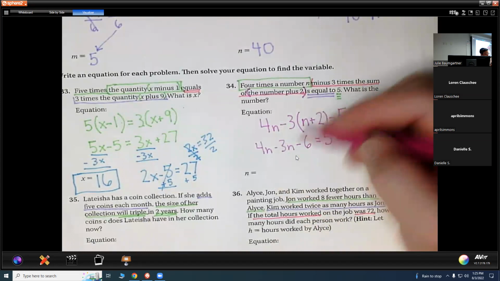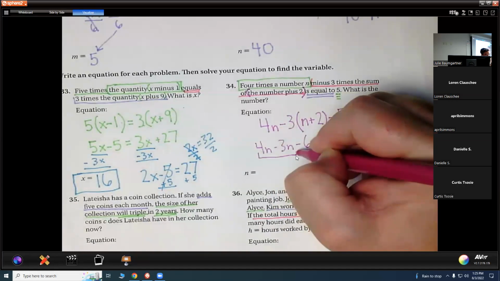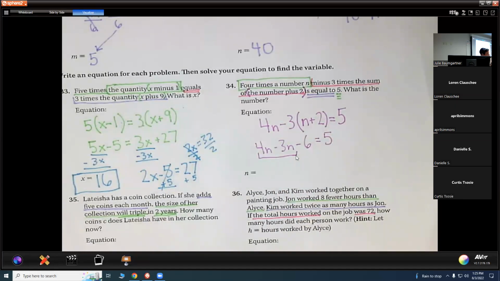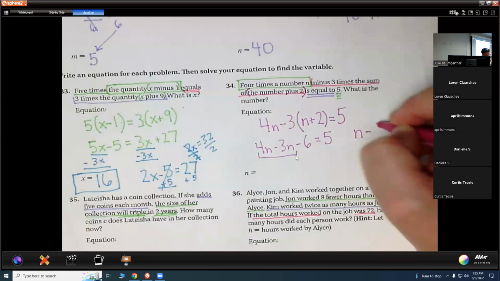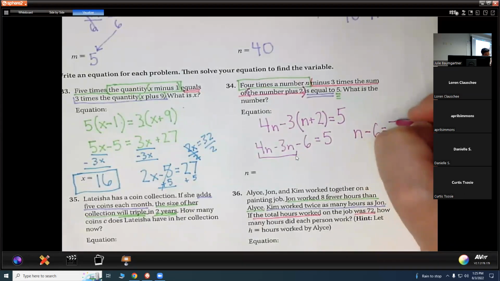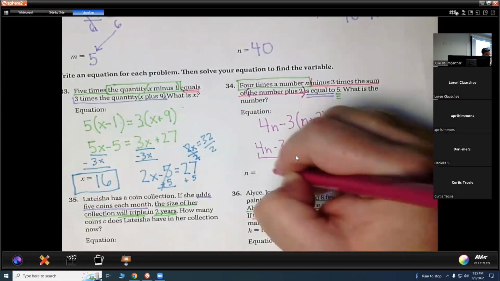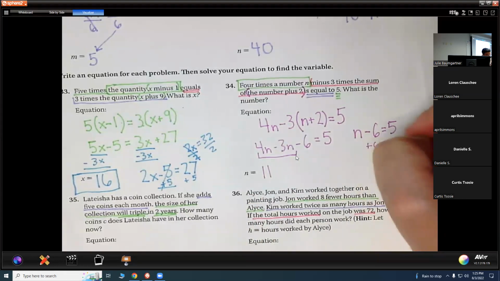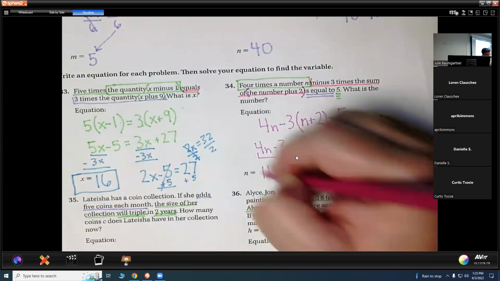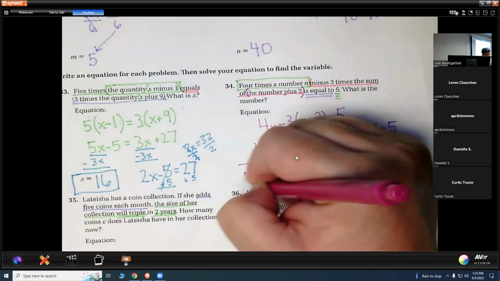Here my n's are already on the same side, so I just subtract them. 4n minus 3n is n, minus 6 equals 5. Just going to add 6 on both sides, so n equals 11.